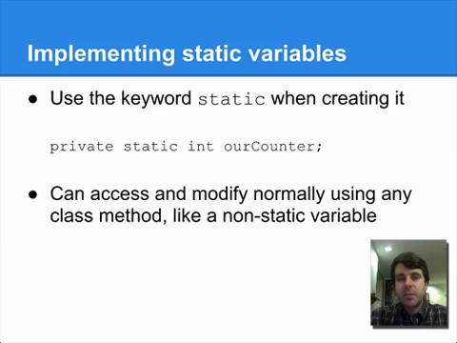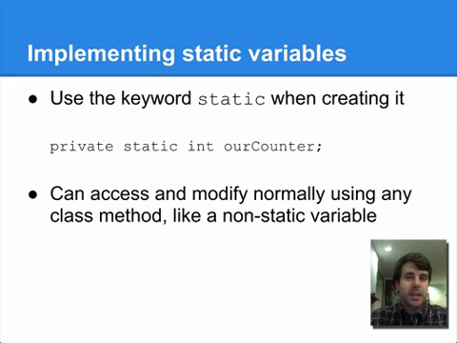Syntax for that is pretty much the same as the syntax for static methods. You just put the word static after the word private or public, and then you just go ahead with creating your counter variable. If you need to assign an initial value to your static variable, you need to do that on the same line when you create it.